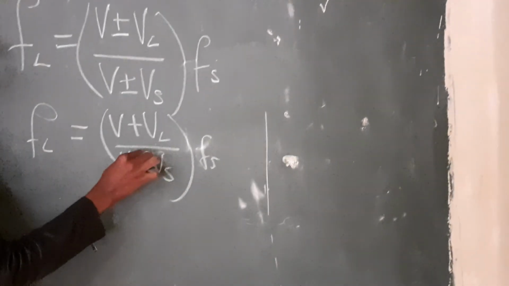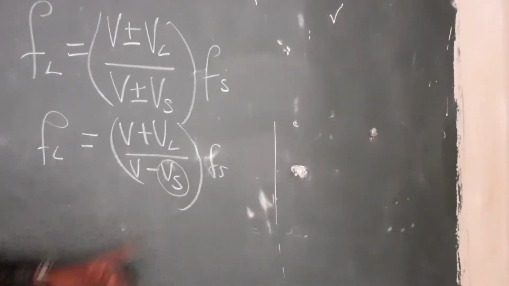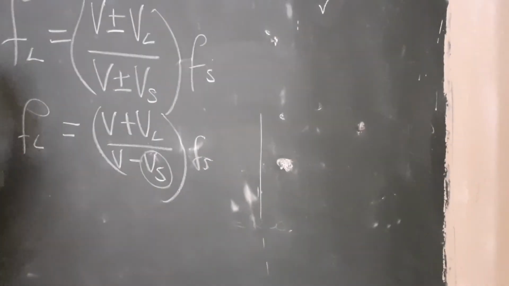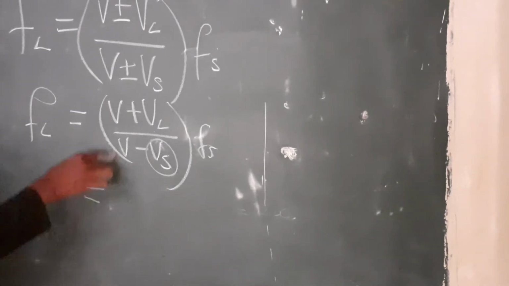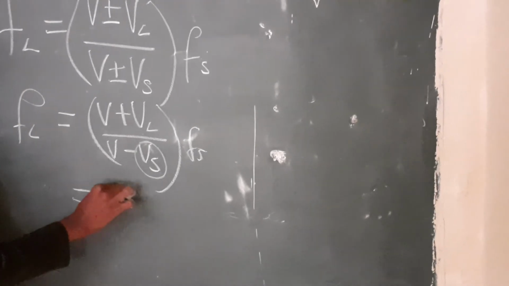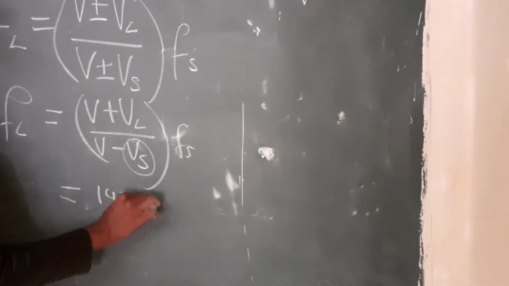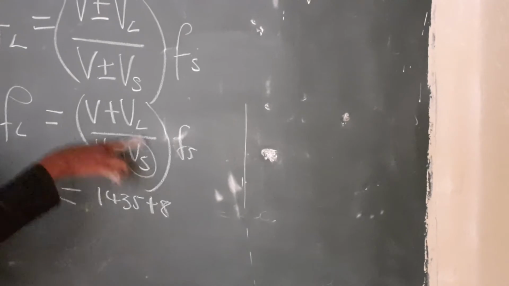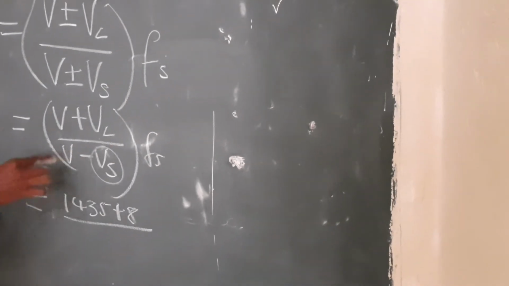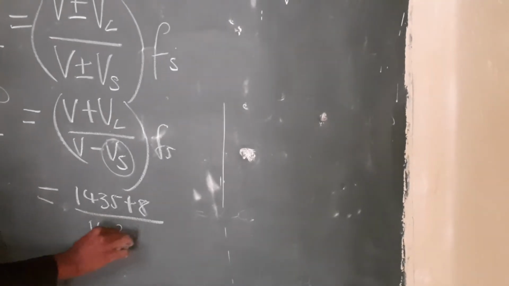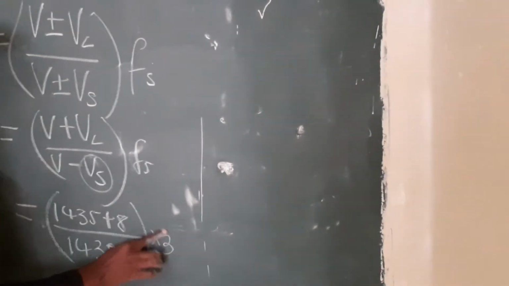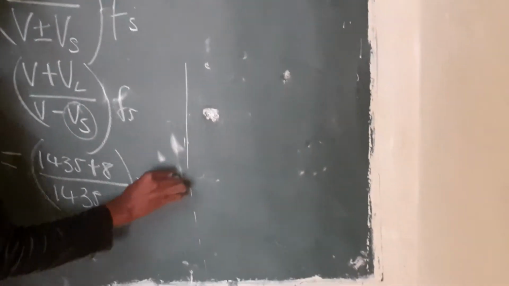But remember that the velocity of the source is 0. Why is it 0? Because the submarine is stationary. Now let's calculate. The velocity of the sound is 1,435 plus 8, which is the velocity of the listener, divided by, because this is 0, we only have 1,435, all multiplied by 23,000.